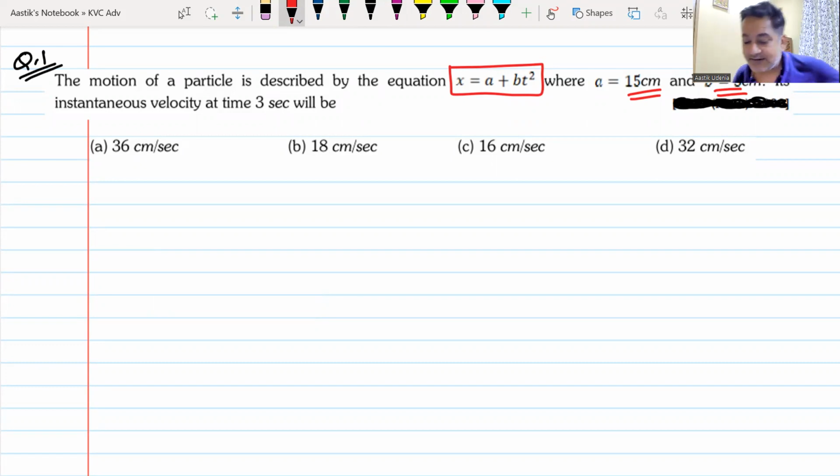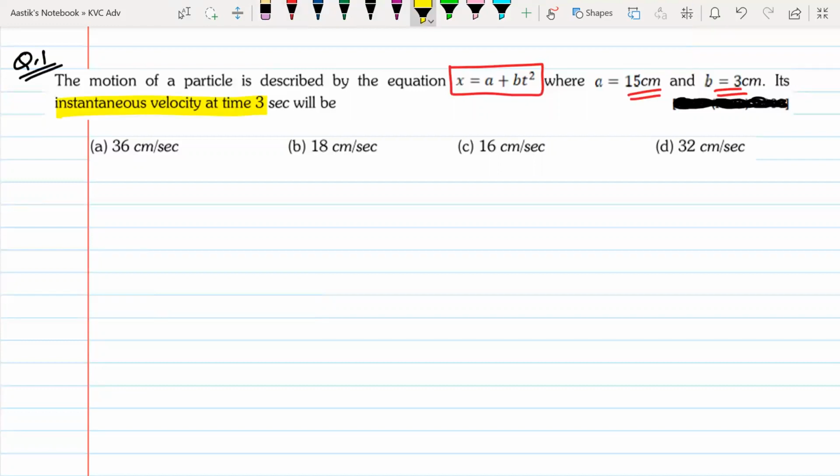Can you find its instantaneous velocity at time 3 seconds? I'll give you 2 minutes to solve this question.